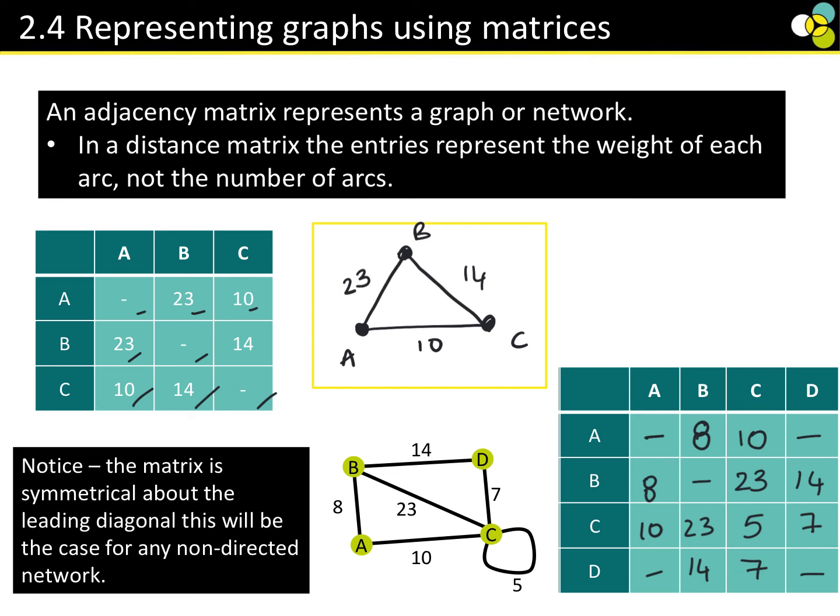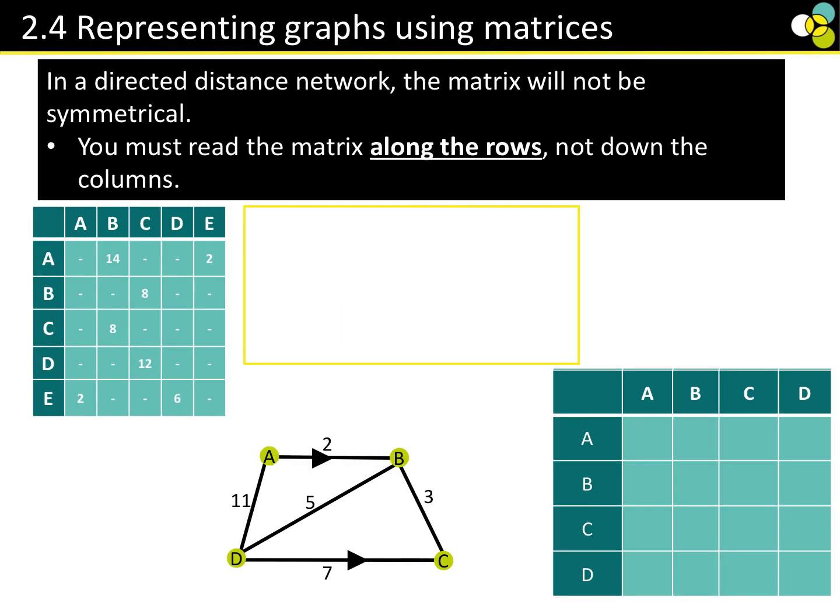Okay, one more type. So, directed distance network. So this won't be symmetrical because it's directed. The other ones were symmetrical because we could go back and forth. For this one, we can do AB. So here, A to B is 2. But B to A, we can't do it. Okay, so that's what I mean by that.